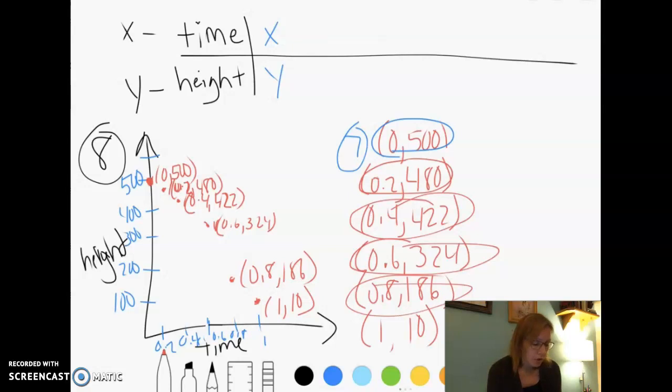Now remember, this chart was something that was being dropped, an object that the students were dropping. And so it would make sense that they would start out high and then go down low and finish low on the ground, most likely, as time went on. So as time goes on, they start high, a little bit of time has passed, but the more time that passes, it gets lower and lower to the ground. Okay?